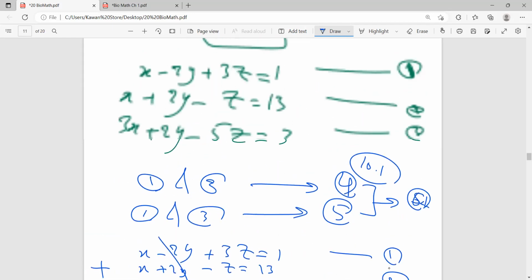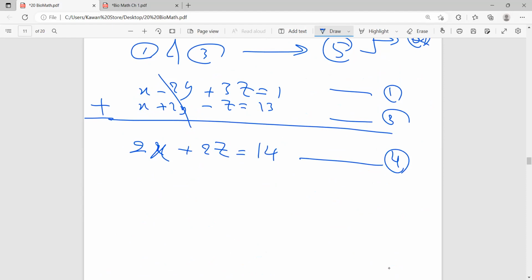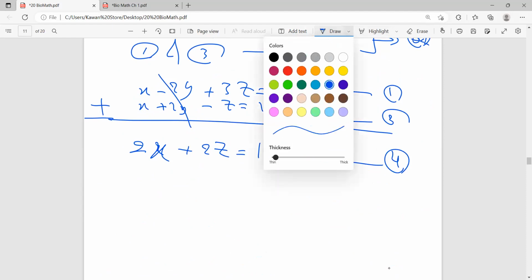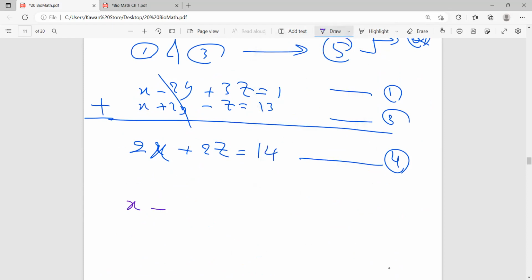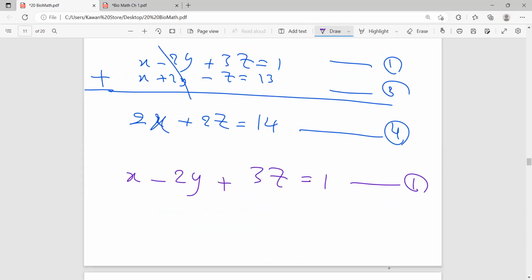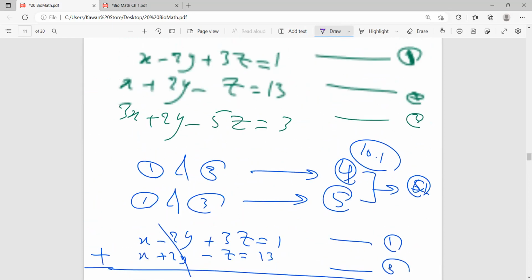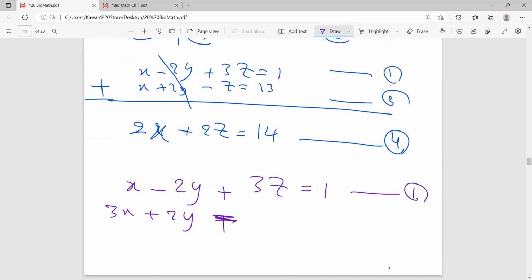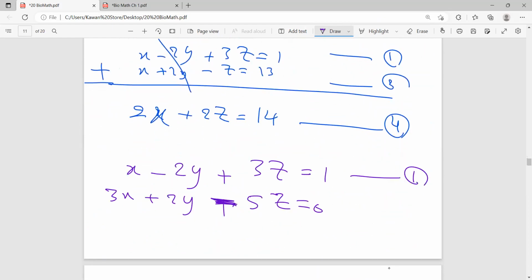Yalla. Equation number 1. Let me change the color. Let that one be pink for the girls. x minus 2y plus 3z equal to 1. That's the first equation. Am I right? Do not forget about equation number 4. We keep it with a 5. So here's equation number 3. 3x plus 2y minus 5z equal to 3.